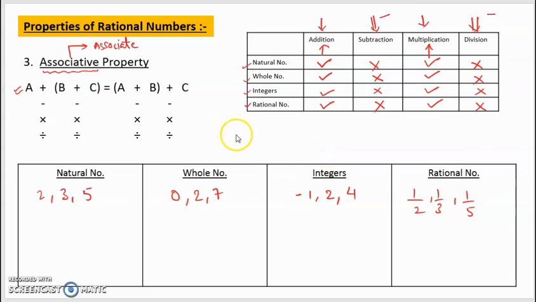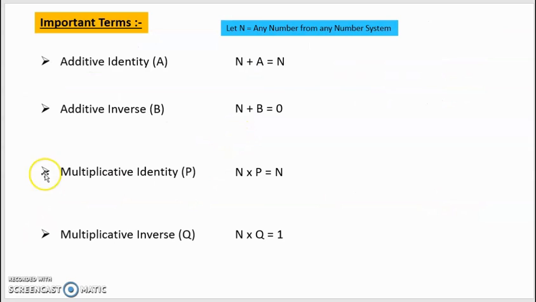Students, now let us go to the next topic, which is the important terms such as additive identity, additive inverse, multiplicative identity, and multiplicative inverse. Let us see each one of them one by one. Now, additive identity. By definition, it means a number which when added to any number gives the same number.